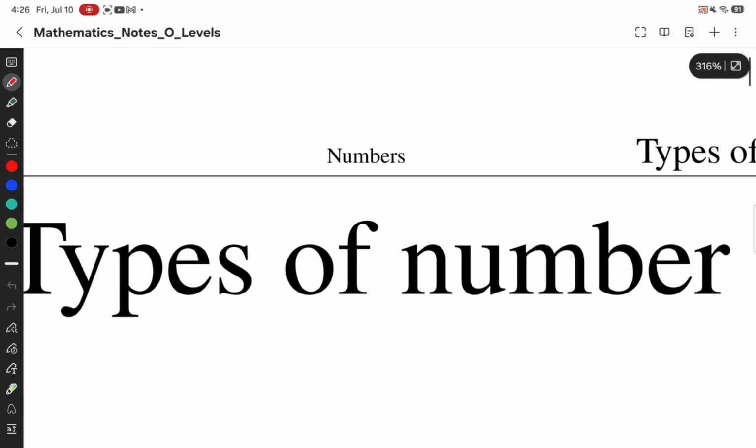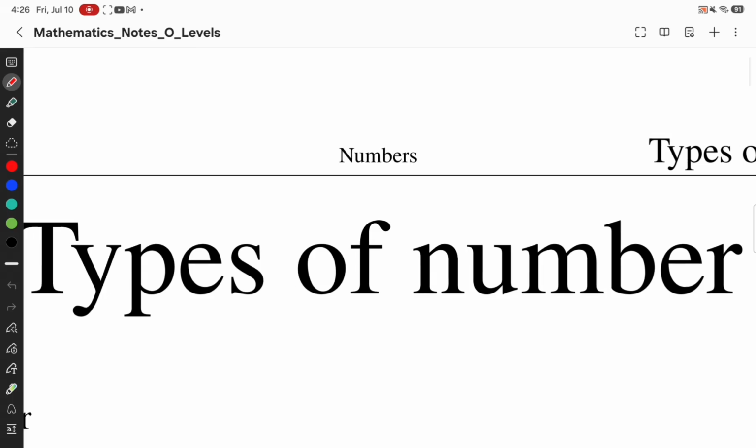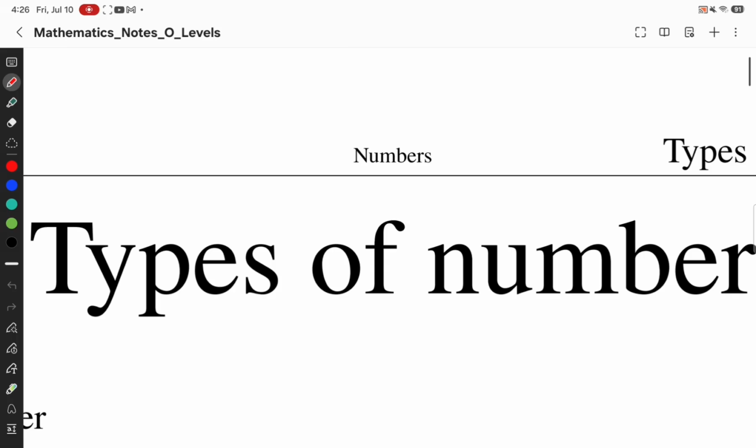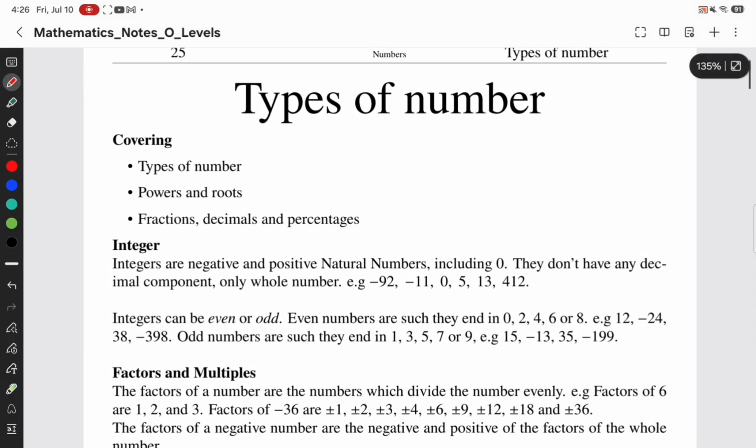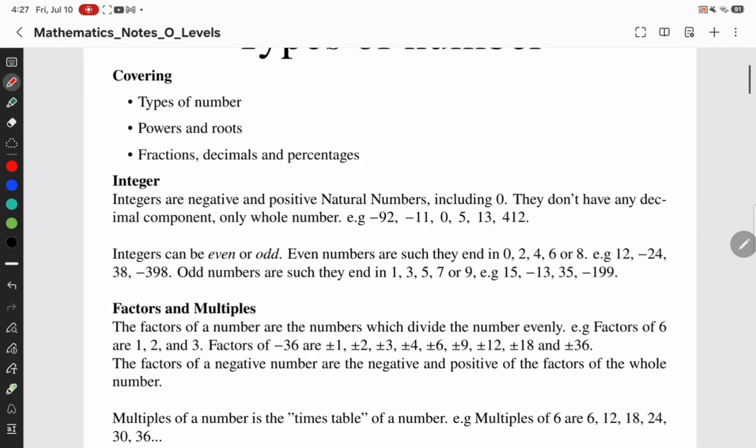Types of numbers. Welcome to the first video covering the syllabus. So, types of numbers. What are numbers themselves? Just 1, 2, 3. We'll be learning the types of numbers. Okay, let's get into it. These three are the things from the syllabus we are covering.